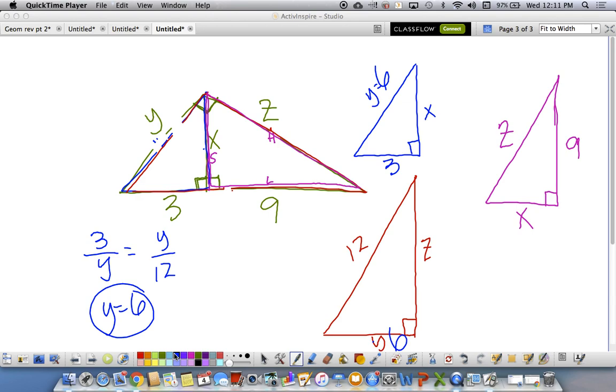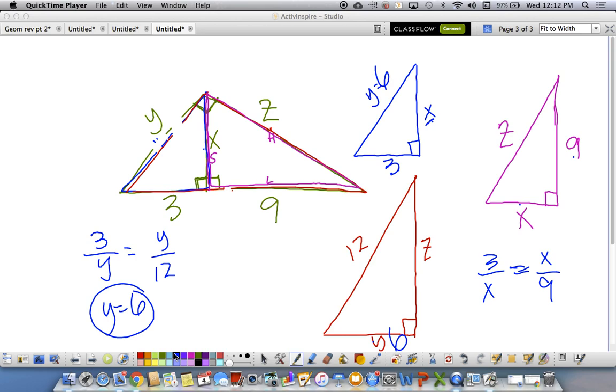A squared plus B squared equals C squared. But that's boring. Let's do 3 in X and 9 in X. Why don't we do that? We could totally do that. So this 3 is to X as X is to 9. We're solving that whole triangle right now. We're going to solve this triangle.